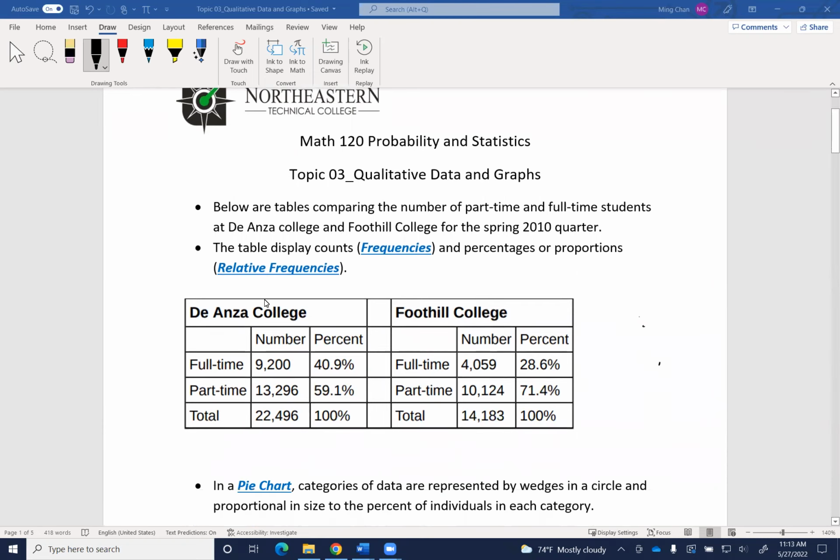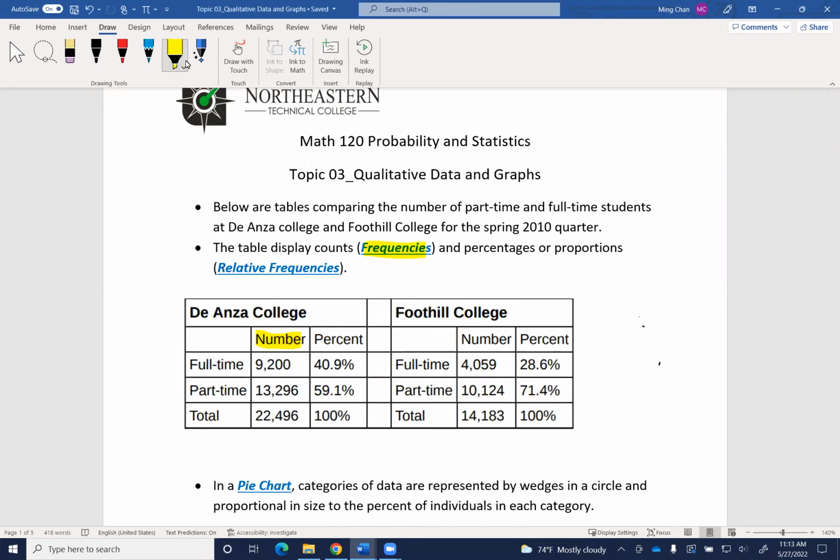Down here below are two different tables comparing the number of part-time and full-time students at these two colleges. The table displays counts, which are called frequency. So this number right here, the count, is also called frequencies. I will begin to use the word frequency a little bit more often.